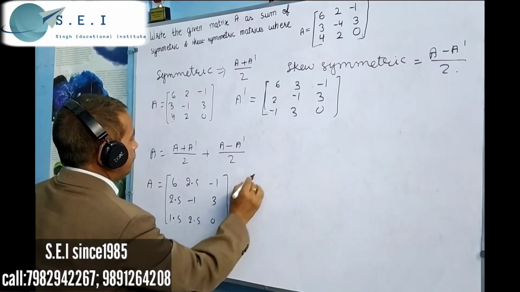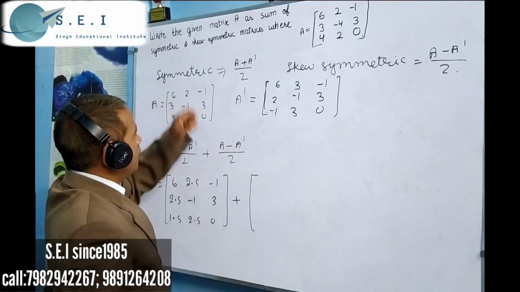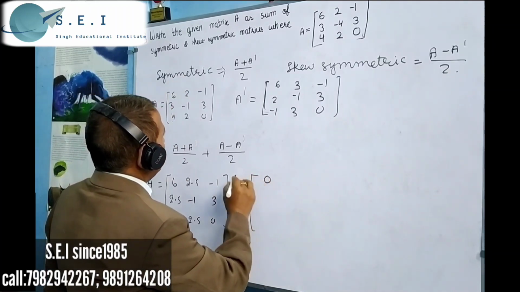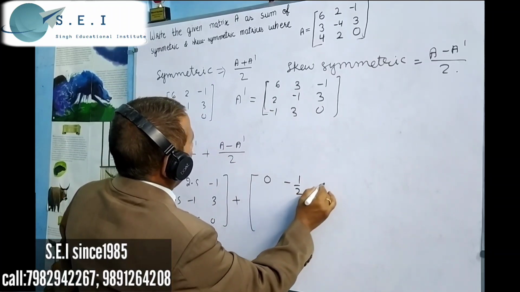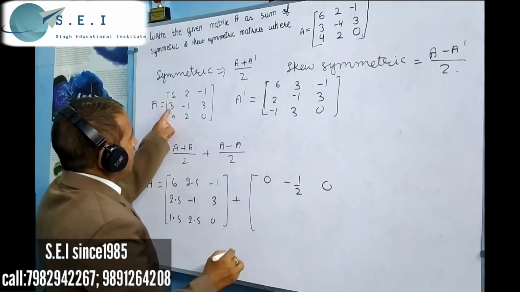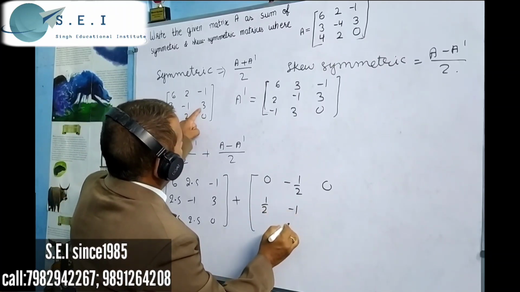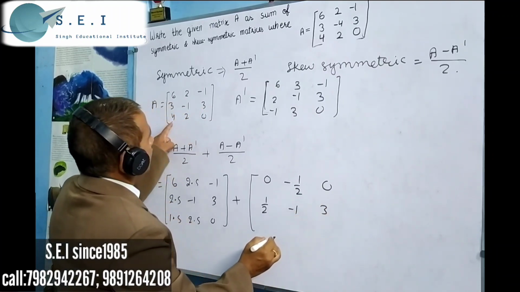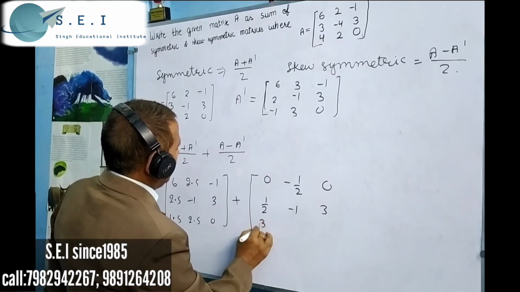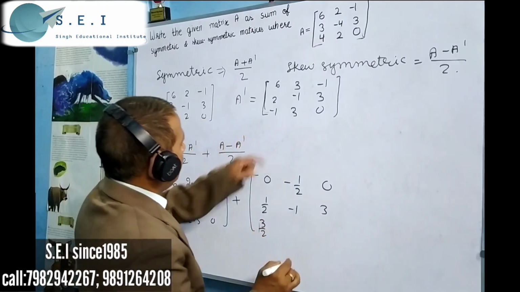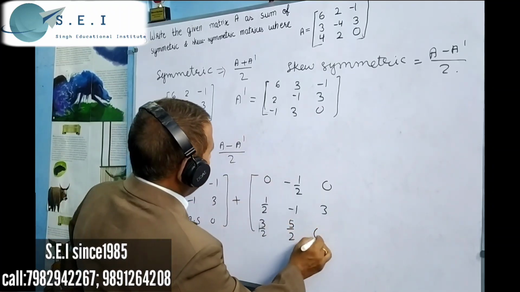Plus A minus A transpose divided by 2. 6 minus 6 is 0 divided by 2 is 0. Similarly, this is negative 1 by 2 and this is 2. This is 1 by 2. This is negative 1. This is 3. This and this is 3 by 2 or 1.5. This and this is 5 by 2 or 2.5. This and this is 0.